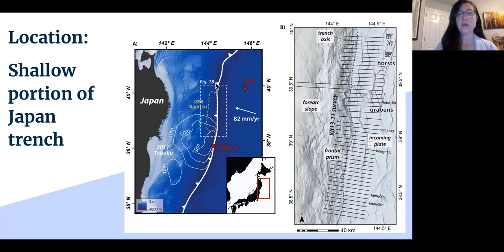Our study area is located in the outermost portion of the Japan Trench, offshore of northern Honshu, in an area where the JAMSTEC agency has collected numerous high-resolution multi-channel seismic reflection profile data. Our study area overlaps with the northern portion of the shallow portion of the 2011 Tohoku slip patch and with a portion of the 1896 Sanriku rupture patch.